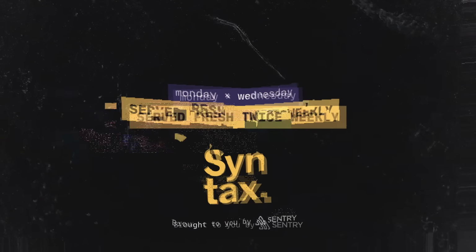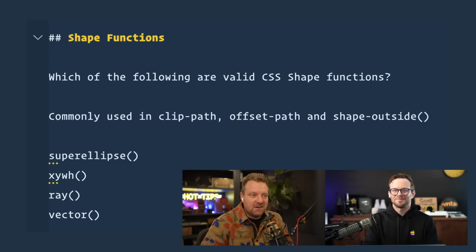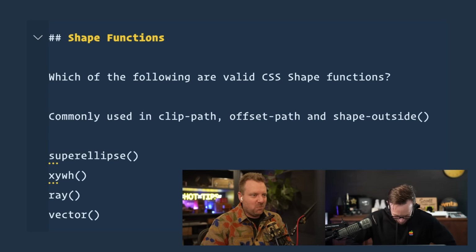All right, my first question I have for you is, which of the following are valid CSS shape functions? These are commonly used in clip path, offset path, and shape outside. So we have functions, okay. Super ellipse, xywh, ray, and vector. Which of these are valid?